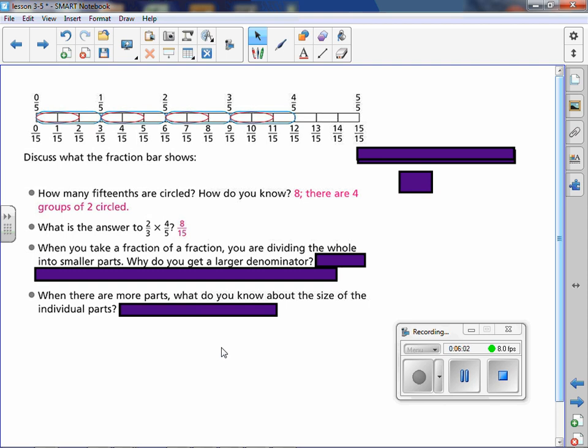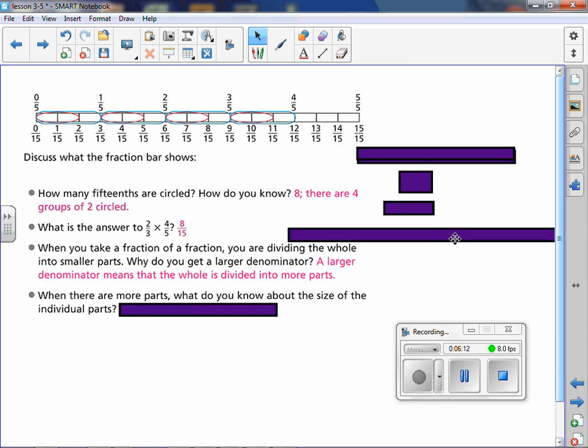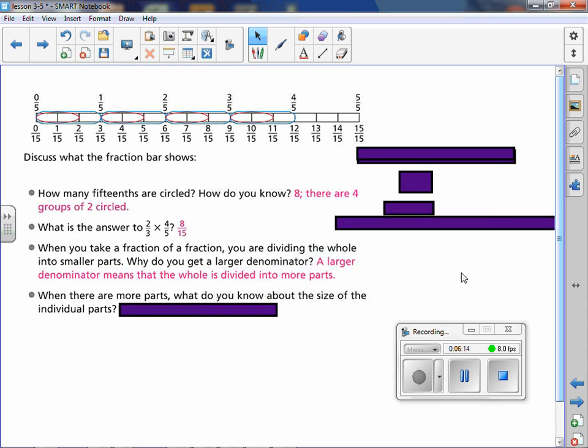Multiply straight across. So when you take a fraction of a fraction, you're dividing a whole into smaller parts. So you get a larger denominator because there are more pieces. A larger denominator means that the whole is divided into more parts. When there are more parts, what do you know about the size of the individual parts? They're smaller. Okay, the individual parts are going to be smaller. So when we look up here, when we divide these pieces up, they're smaller parts.